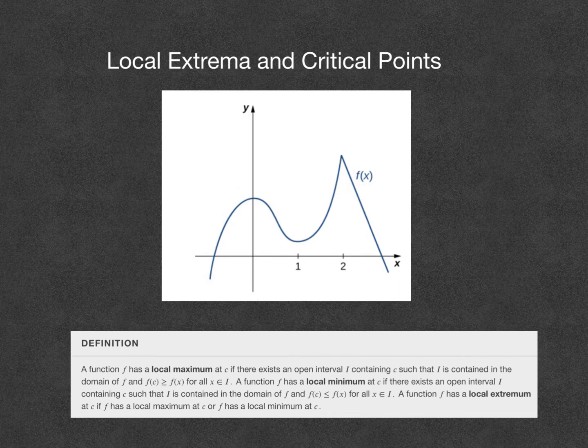A local maximum is defined as the point c inside of some interval I, such that I is contained in the domain of f, and f of c is greater than or equal to f of x. That means that this y-coordinate is bigger than that y-coordinate for all x in that interval. So some open interval. So like, for example, in this interval of x coordinates, that x coordinate is the highest point among all of them.